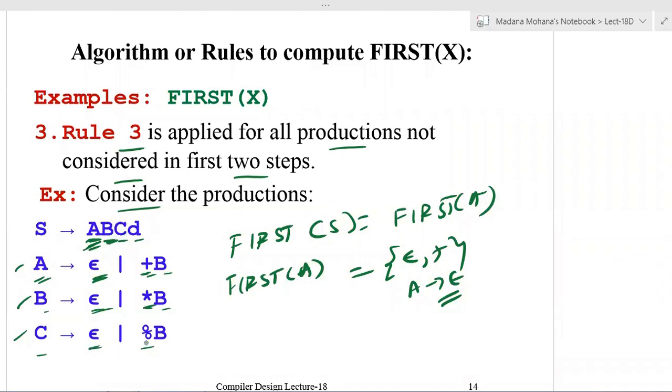First of C contains epsilon comma percentage. Again, if you substitute C as null, B as null, A as null, now ABC is null. Then what you will get? First of D, a terminal directly. So now all first values are included in first of S, because all the variables on the right hand side derive null. Like that you have to apply. That is, Y derives Y1, Y2 and so on, Yi minus 1. If any Yi contains null, then you add the non-epsilon symbols of first of Yi.